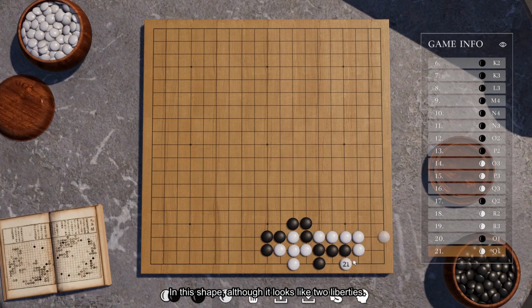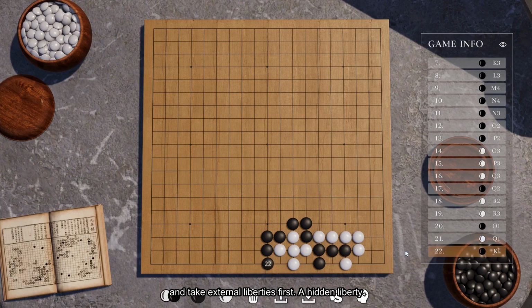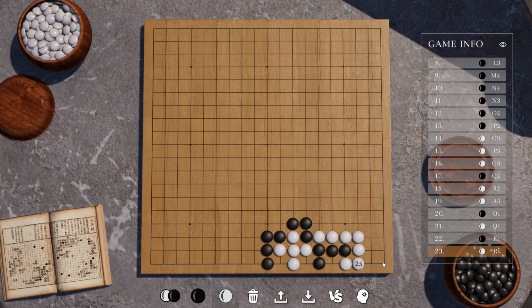In this shape, although it looks like 2 liberties against 2, notice that white needs to play a move for the hidden liberty here. And black also needs to take a hidden liberty here. So, it is actually 3 liberties against 3. So, we must leave this shared liberty alone and take external liberties. First, a hidden liberty is also a type of external liberty. Remember, a hidden liberty counts as an external liberty. So, we can successfully capture the opponent.